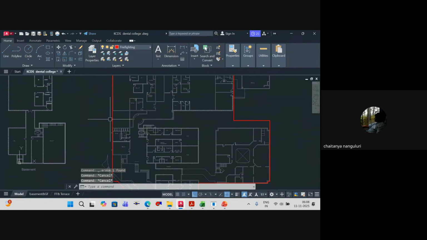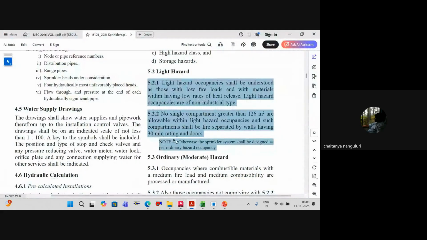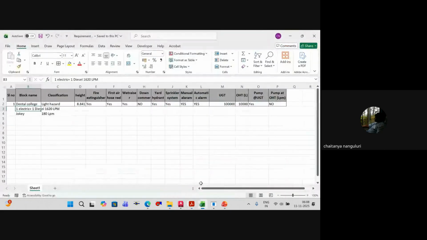Okay. Now we have to calculate the flow rate required for sprinklers and the flow rate required for the hydrant system. And then we'll design the pump capacities. We'll cross check with this. Whichever is highest, we have to take as per NBC or as per our calculations. Am I clear? Yeah.